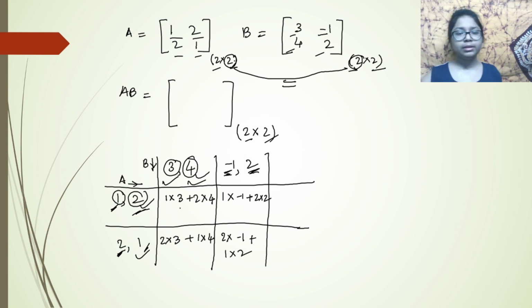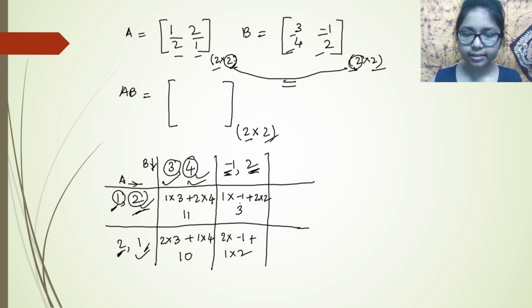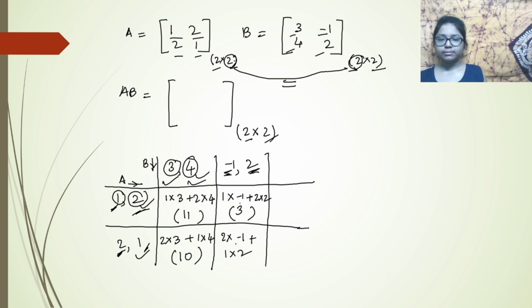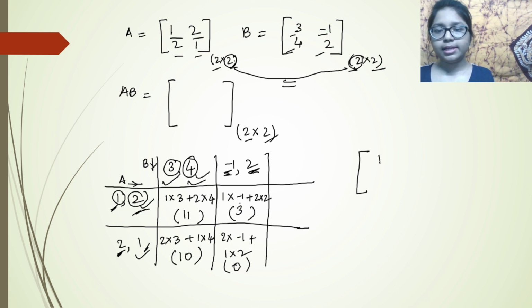Now just solve them. 3 ones are 3 plus 4 twos are 8, and 8 plus 3 is 11. It will give minus 1 plus 4, and 2 twos are 4, and 4 minus 1 is 3. 3 twos are 6 plus 4 ones are 4 will give 10. Give a bracket so that they are highlighted. 2 into minus 1 is minus 2 plus 1 into 2 is 2, so minus 2 plus 2 will give 0. Now write the resultant elements: 11, 3, 10, 0.